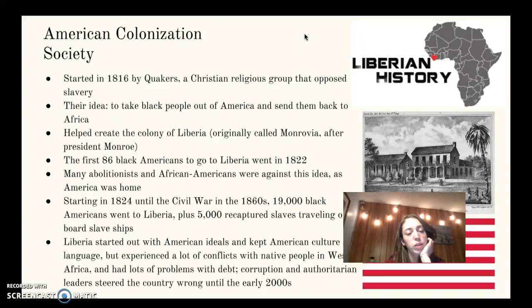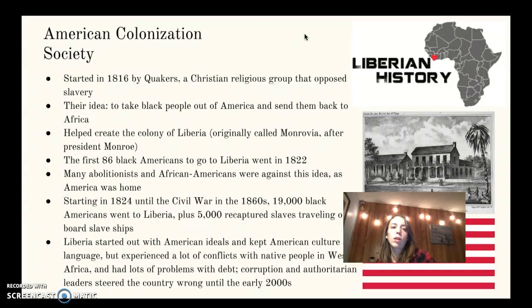They actually created a colony that was called Monrovia at first. It was named after President Monroe. It's now called Liberia, a country over in Africa. You can see it on the map. There were 86 black Americans who went to Liberia in 1822. They were the first to go.